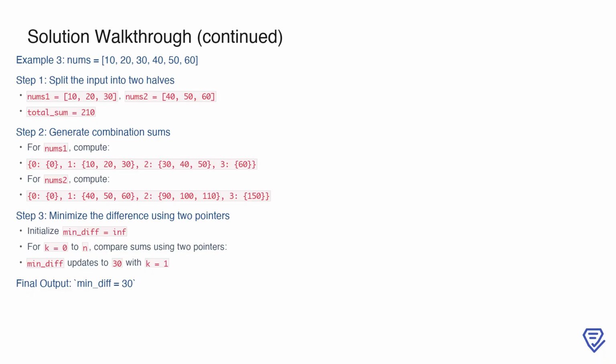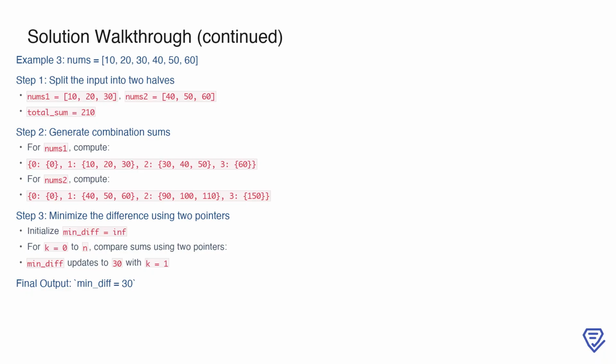Finally, consider nums as 10, 20, 30, 40, 50, 60. Splitting the array gives nums1 as 10, 20, 30, and nums2 as 40, 50, 60, with a total sum of 210. We calculate combination sums for both halves. For nums1, subsets of size 0 yield 0, size 1 gives 10, 20, 30, size 2 gives 30, 40, 50, and size 3 gives 60. Similarly, nums2 results in 0, 40, 50, 60, 90, 100, 110, and 150.